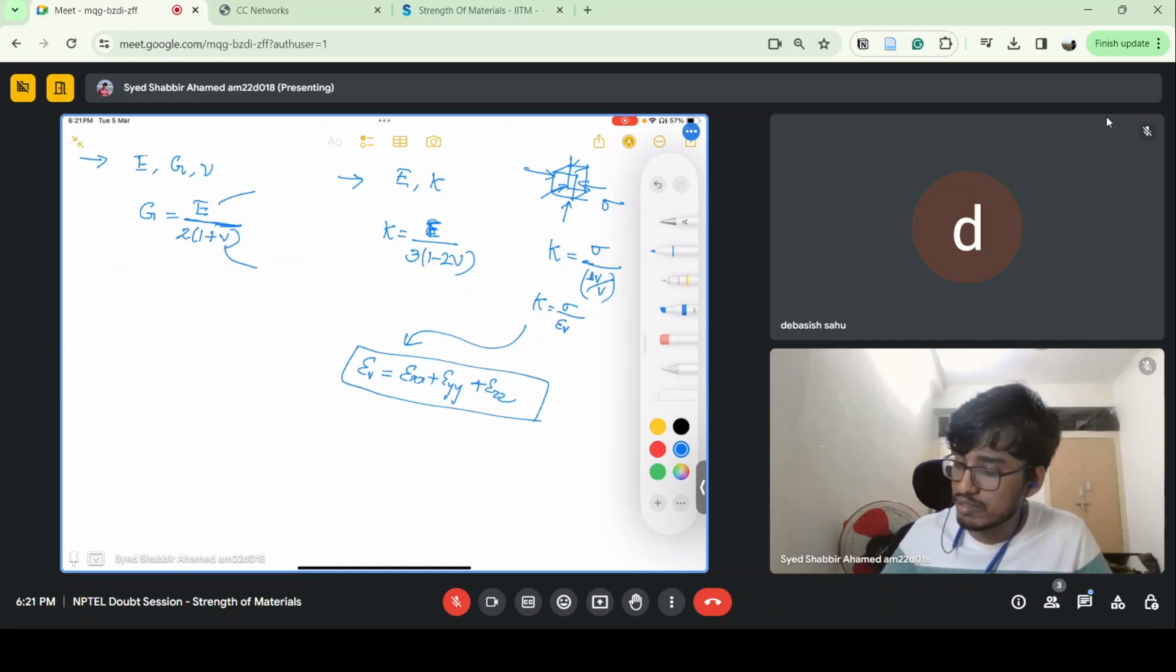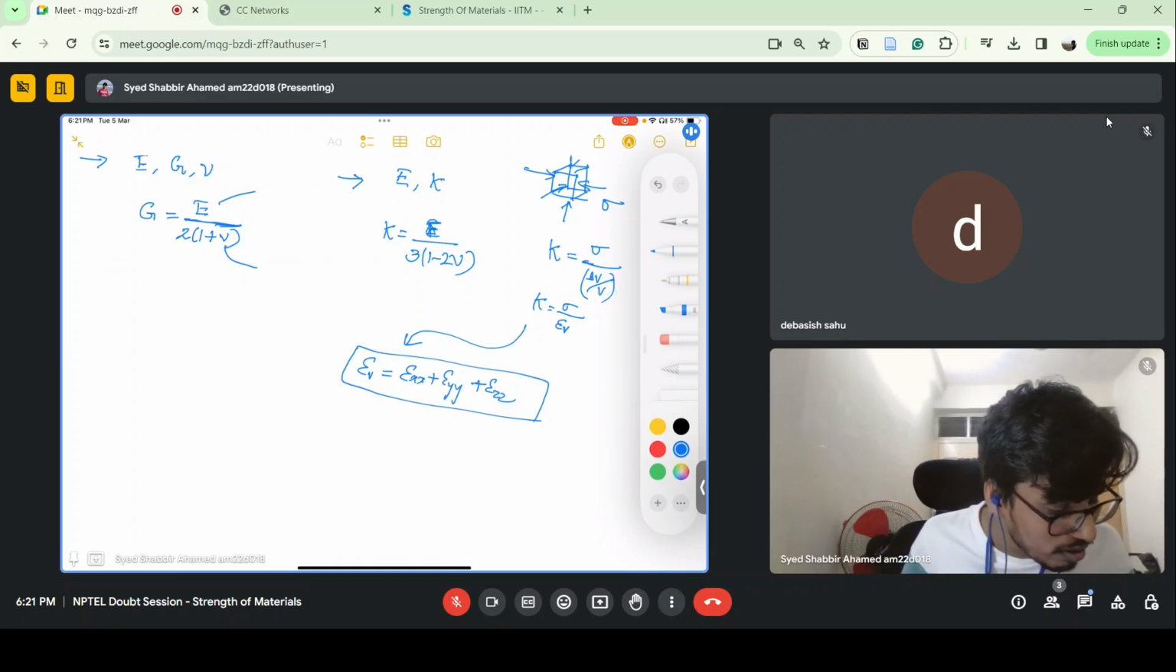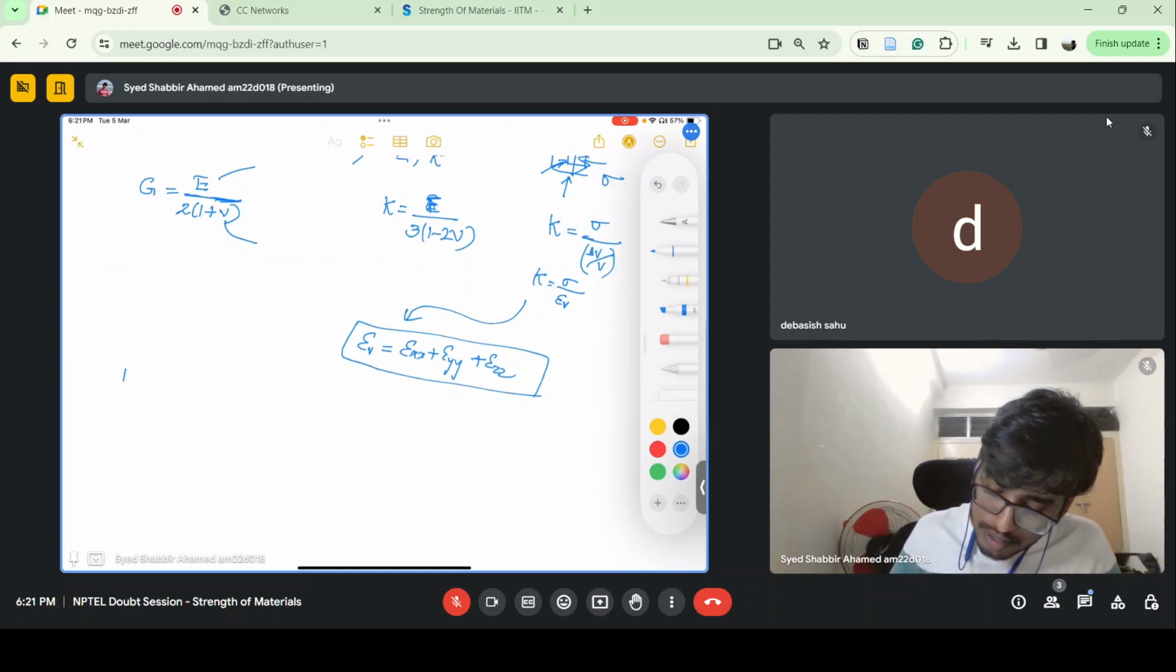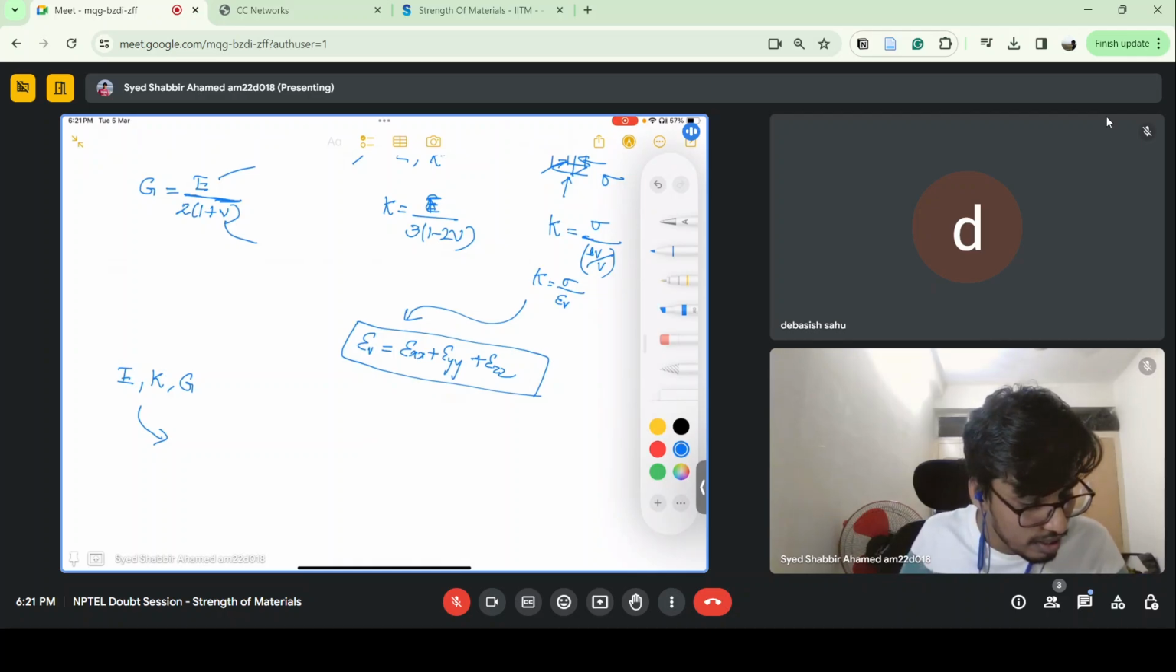And the relationship between Young's modulus, bulk modulus, and the shear modulus can be given like this: E is equal to 9KG by (G plus 3K).